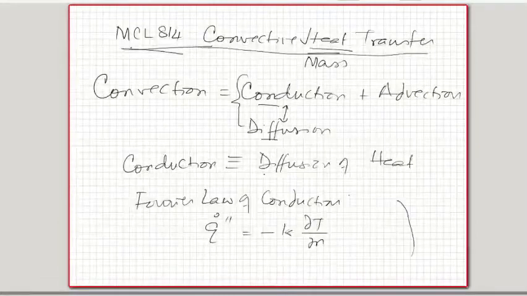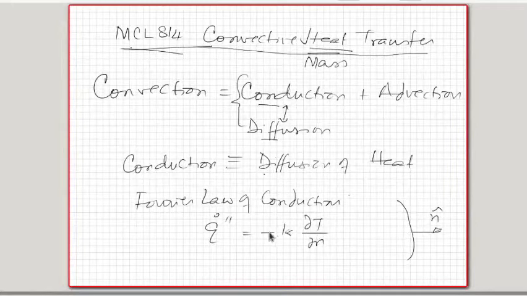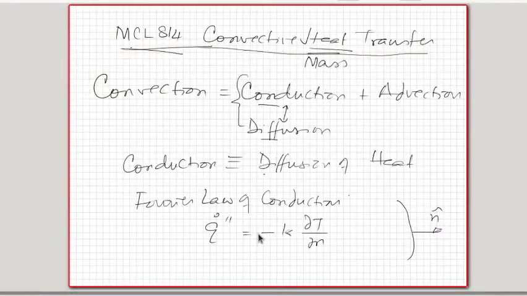So suppose you have a surface here and the normal to the surface is n, then the heat transfer happens in the direction of n, and it will have a negative sign because when del T by del n is positive, the heat transfer is in the opposite direction. So when temperature increases, the heat transfer is backwards, and when the temperature decreases, the heat transfer is forwards. That's why there is a negative sign.